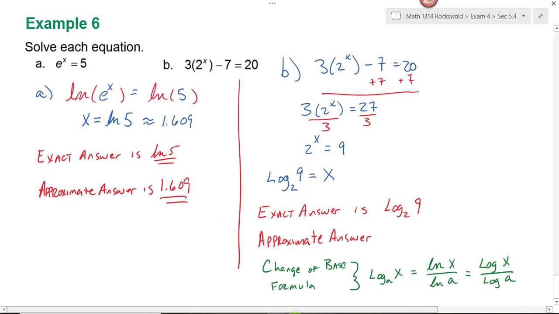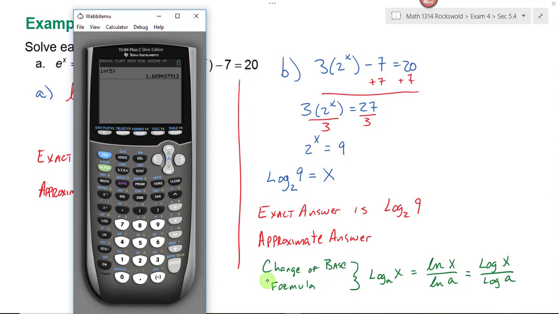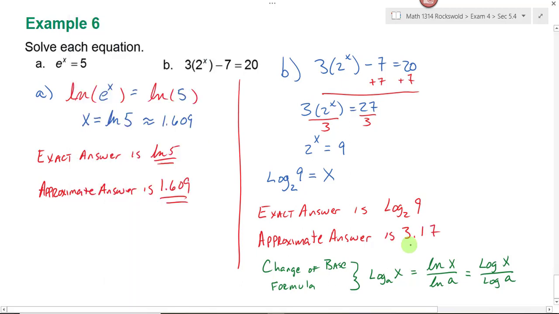So on my calculator, if I want to get a decimal approximation for log base 2 of 9, what I would look at is the natural log of 9 divided by the natural log of 2. Or I could even do the common log of 9 divided by the common log of 2. Notice I get 3.17 both times. So this would be my approximate answer that I found using the change of base formula. But this is my exact answer if I ask you for the exact answer. And this wraps up section 5.4.